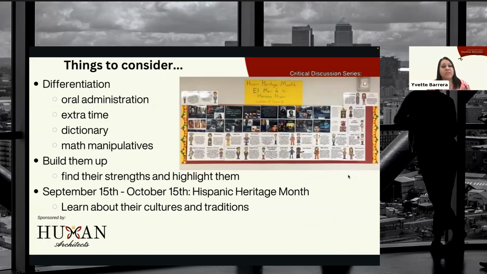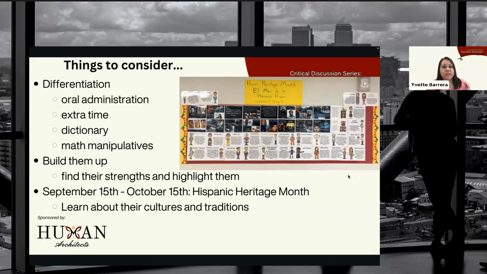So just some things to consider. I had a few questions that were asked about differentiation. How do you differentiate in your NAT classroom? Because in my NAT classroom, there are pre-K level all the way up to 5th grade level in my classroom right now. So what do you do to try to build everybody up?